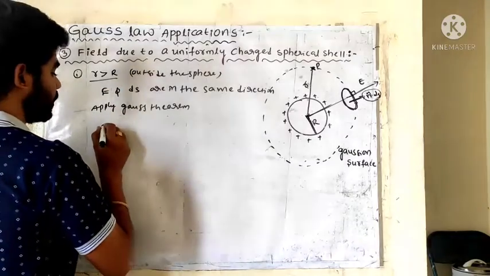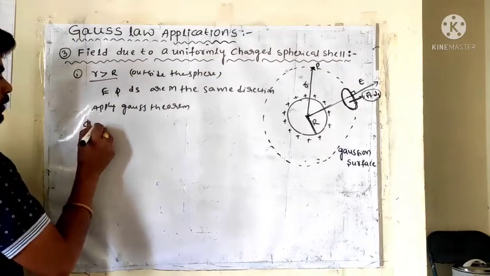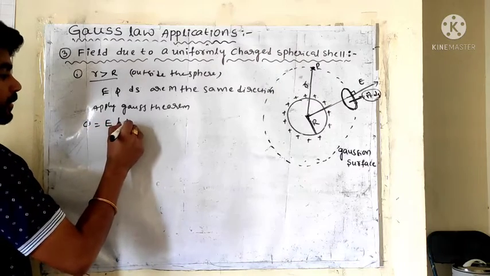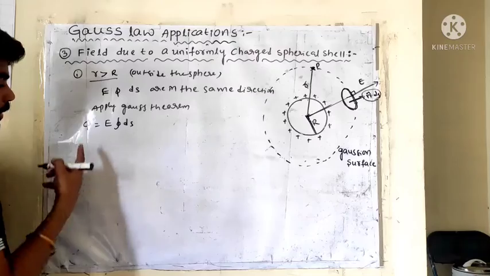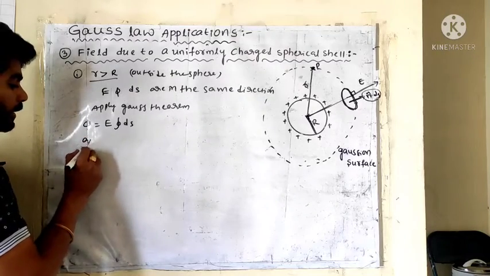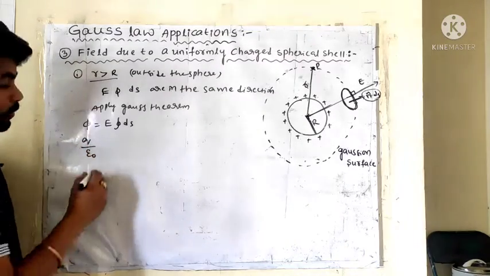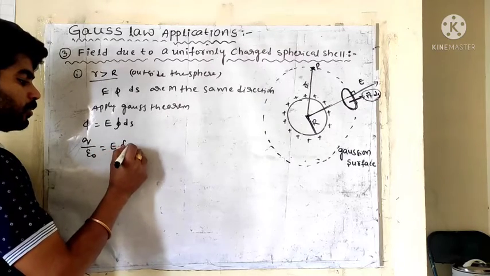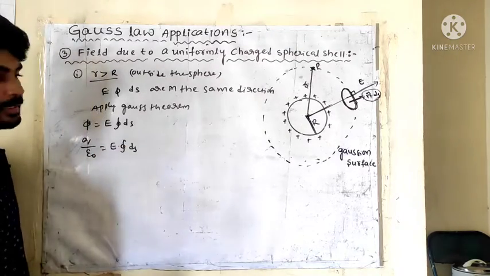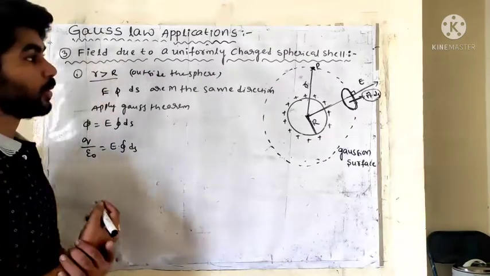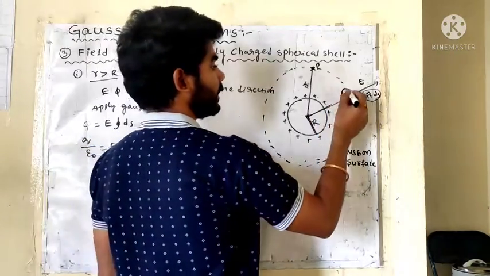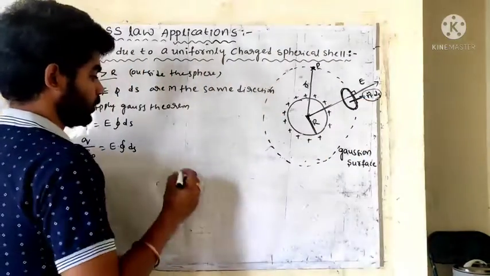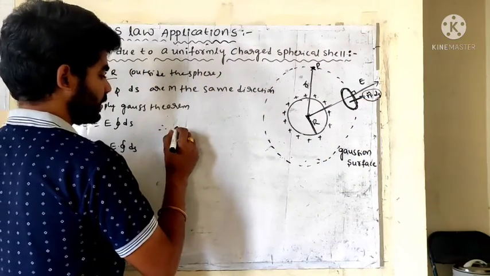What is Gauss law? We know already: phi is equal to E closed surface integral ds, and the electric flux phi is also q by epsilon naught. So E into closed surface integral ds is equal to q by epsilon naught. Here we are taking a very small area.